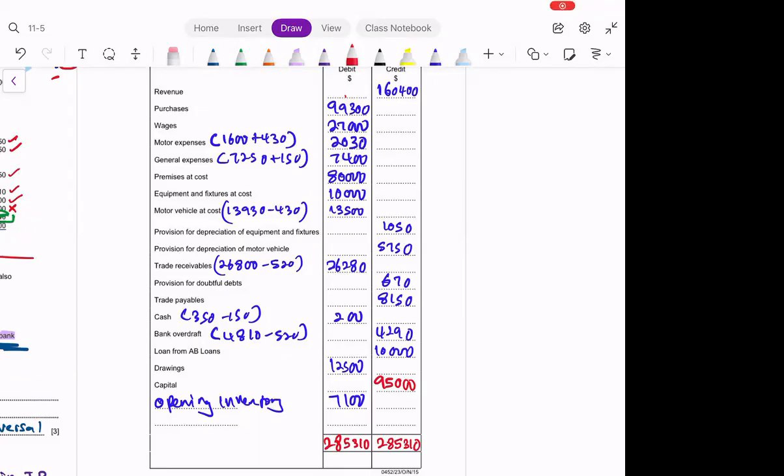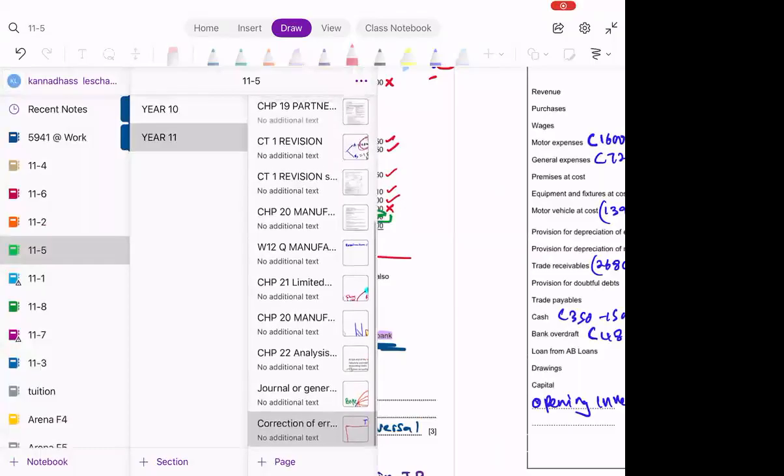This one is also revision for your mock 1. Control account. The first topic that we did revision on just now is correction of error: how to prepare the journal, how to prepare the corrected trial balance, and identify which error is which. These are the three things that you need to know on that topic. And this topic, give me 1 minute. Now we're going for control account.